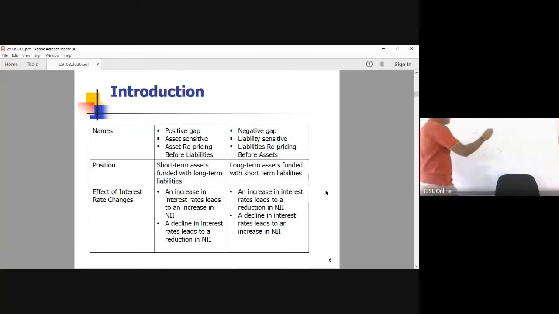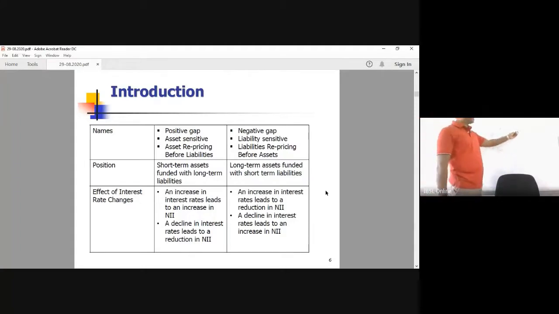Why is he doing it? Because he's buying an asset at 20%. This is his asset, yeah? 20%, 3 years. And he's creating a liability at 5%, we'll say overnight. Now, does he have a negative gap? Yes or no?